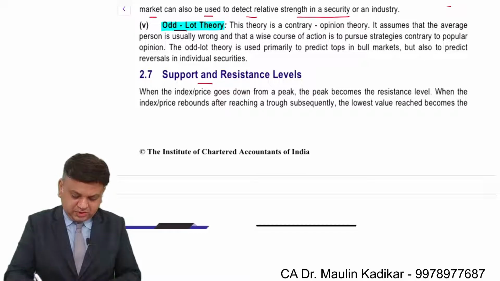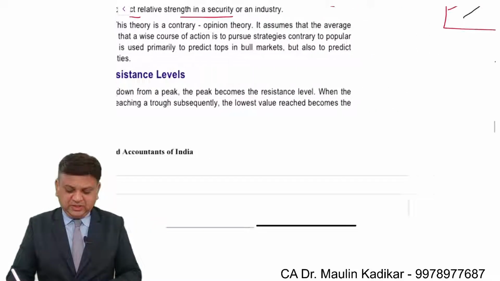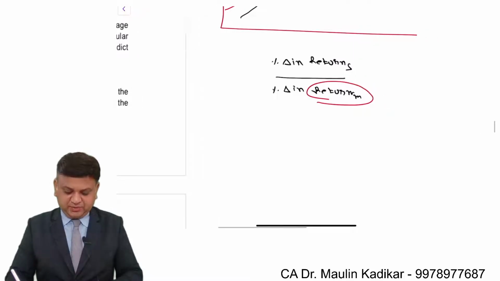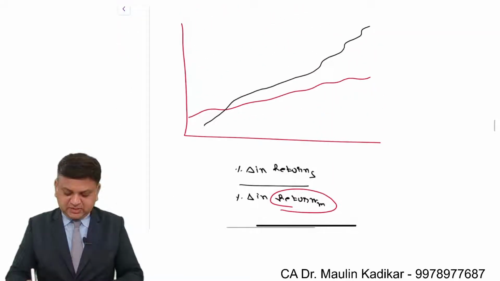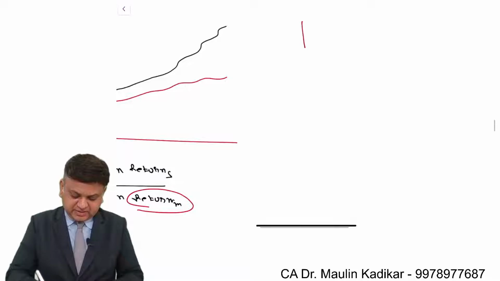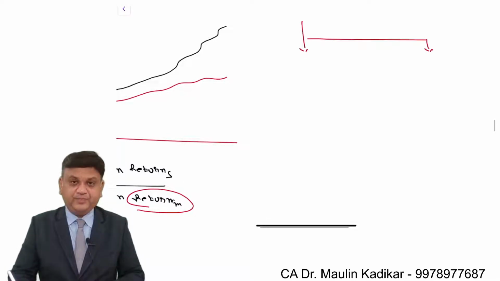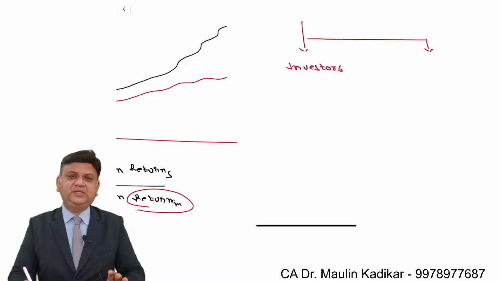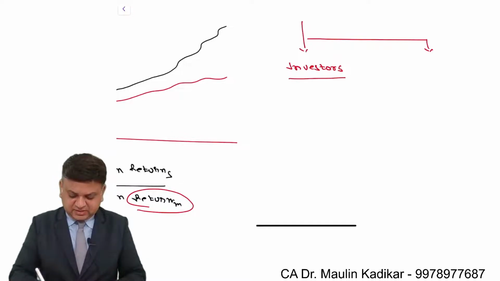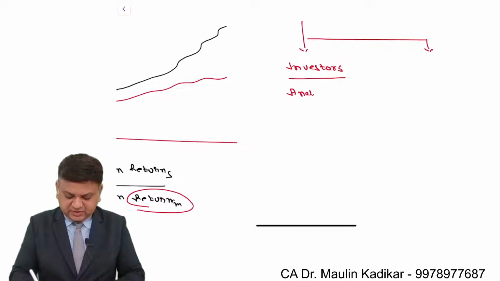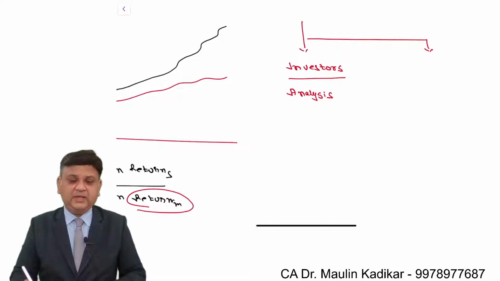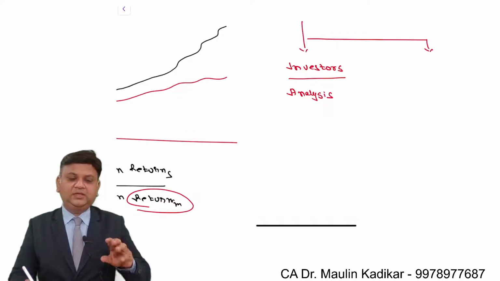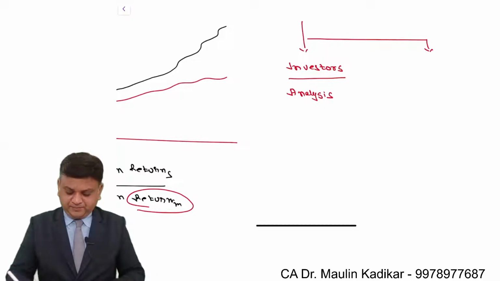Next is odd lot theory. Odd lot theory has an explanation in this way. As per this theory, there are two types of traders in the market. One is investors, and investors do proper analysis, and afterwards they make investment in the market. They take a proper call, they take the proper situation in the market after making proper analysis.